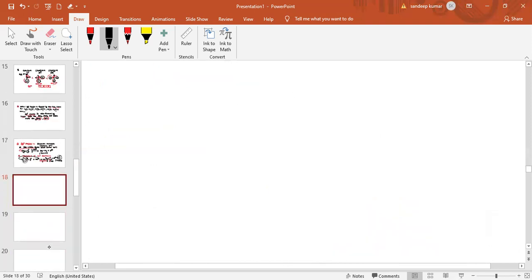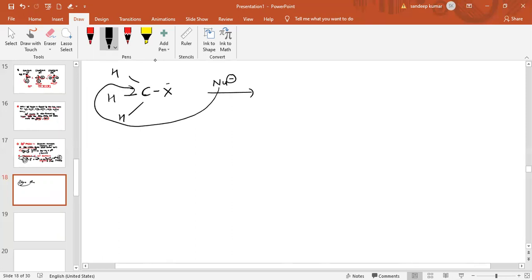Now see some points about this. This is basically the CX bond. On carbon there is hydrogen, there is also hydrogen, and there is also hydrogen. So in the first step, when the nucleophile attacks from the backside on the carbon atom, this is partial negative and this is partial positive. So a 5-member transition state is formed like this. This is carbon, hydrogen, hydrogen, and this is the nucleophile, and this is the leaving group X.